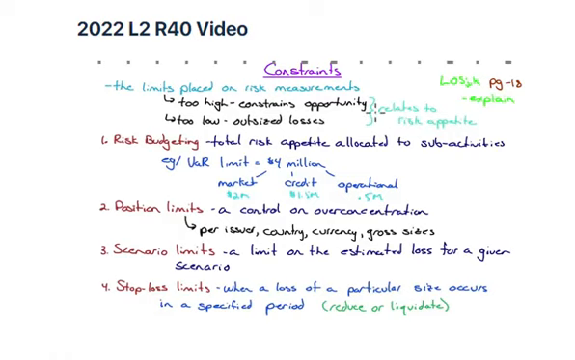So let's look at some constraints placed on risk measurement. Risk budgeting. The total risk appetite is allocated to sub-activities. So let's say you have a VaR limit of $4 million on a daily basis, and you have an entity that is exposed to market risk, to credit risk, and to operational risk. You may budget that $4 million across the three risk profiles as follows.